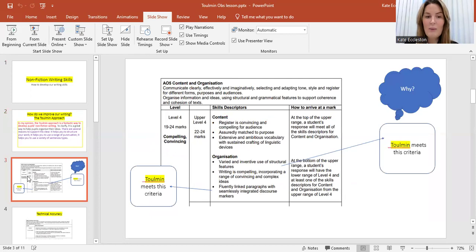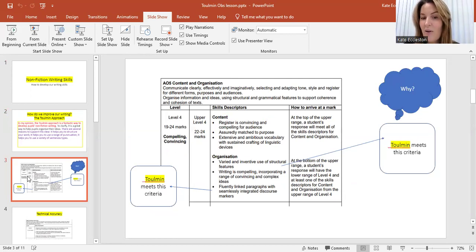Okay, so let's have a look why we do use it. Well, Toulmin meets the high criteria for assessment objective 5. If we have a look here at level 4, which is 19 to 24 marks, the highest marks you can get because we've got 24 marks for content and 16 marks for spelling, punctuation and grammar. So if we look at how your text has been organised, Toulmin fulfills and meets this criteria.